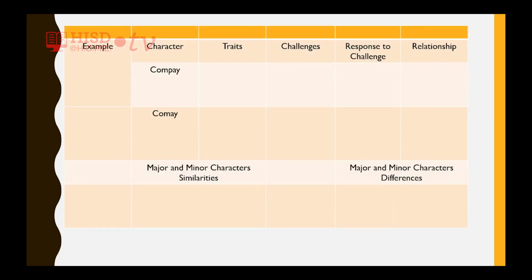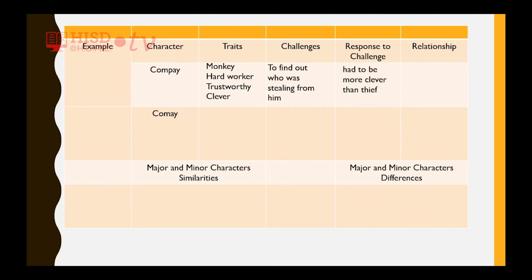We'll be using the following graphic organizers to help us think about the relationship between the major and the minor characters in our story. So I'm going to look at the character of Kompe Mono. Some traits to describe him. He was a monkey. He was a hard worker. He was trustworthy, and he was clever. His challenge in the story was to find out who was stealing from him. He responded to that challenge by having to be more clever than the thief to figure out who was stealing from him. He had to be clever.